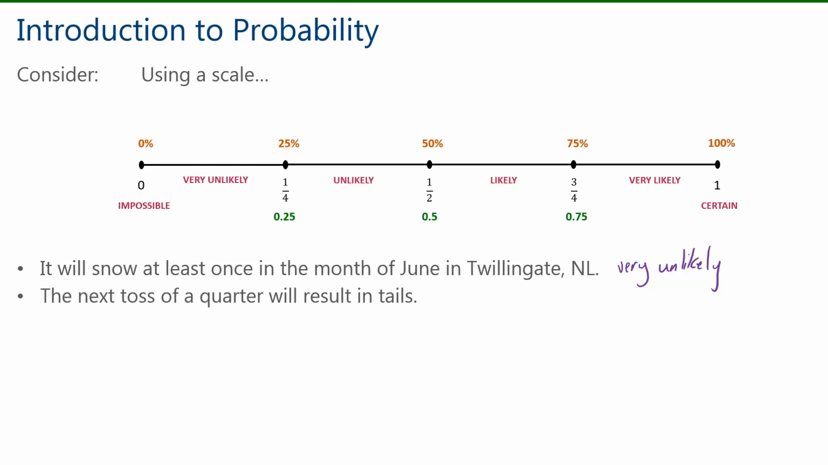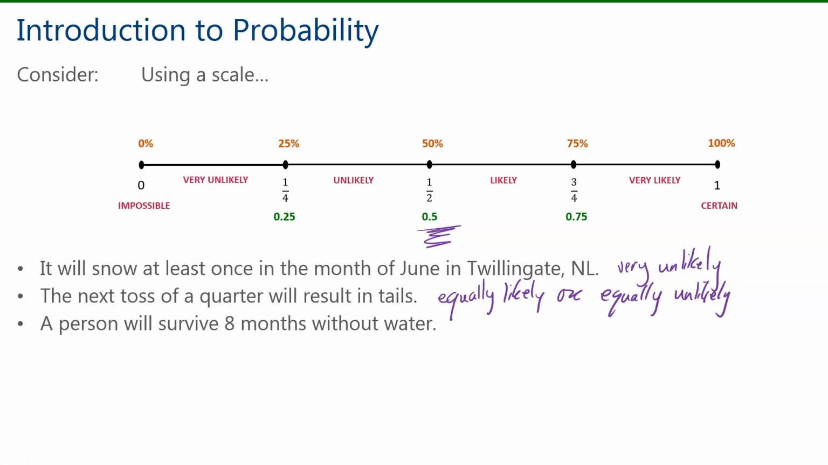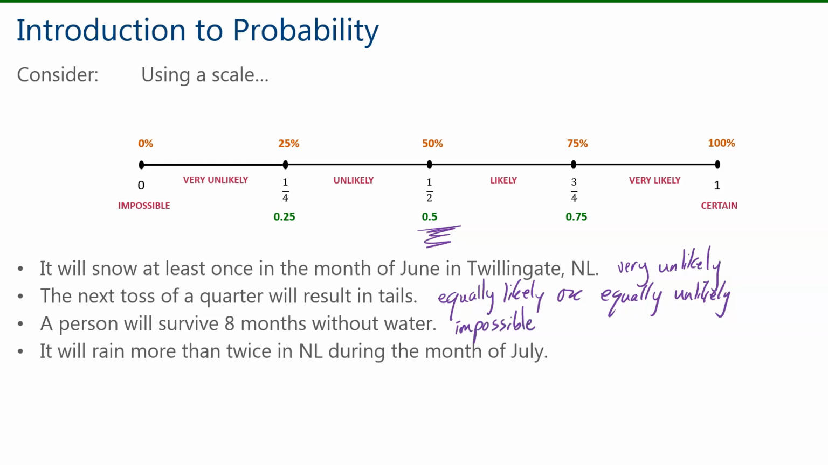The next toss of a quarter will result in tails. Recall that flipping a coin, it's a 50-50 probability. If this probability is falling right in the middle, then I will say either equally likely, or we could say equally unlikely. A person will survive 8 months without water. That is impossible. It will rain more than twice in Newfoundland and Labrador during the month of July.